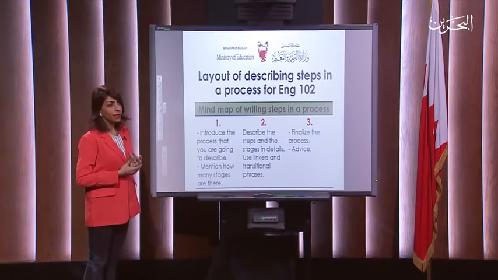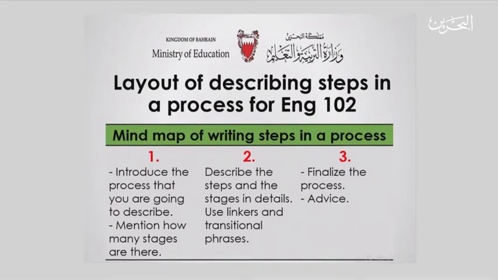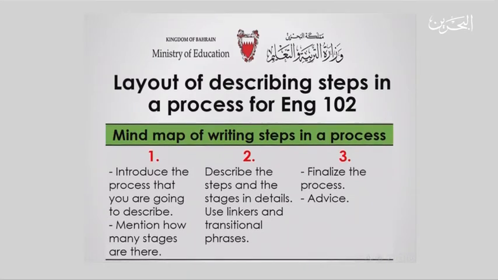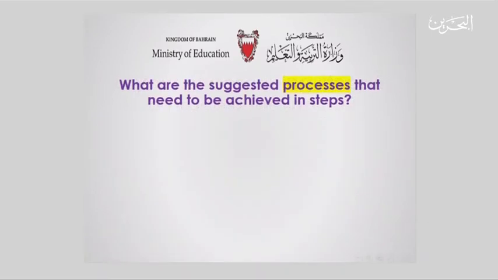Moving to the last paragraph, here I have to finalize the process and give any advice if you have any advice. In some cases, we don't need to give advice, so you don't need to do that. But what matters here is that you have to finalize and sum up the process. Let's see some examples that we need, that need steps in order to be achieved and accomplished.